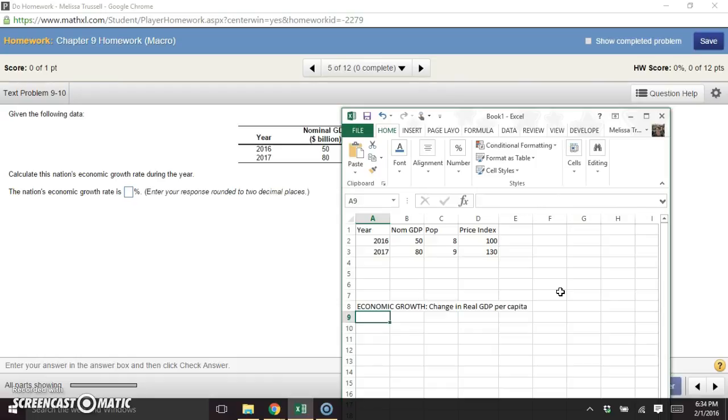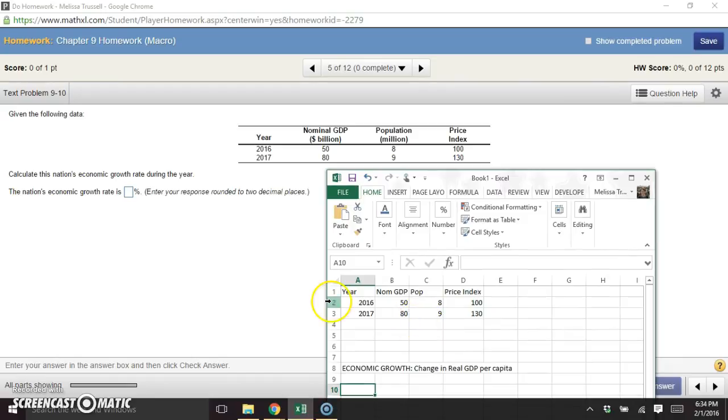Okay, so they want to know the economic growth rate, and whenever we see the word rate, we're talking in percents. So what we're actually asked is to find the percent change in real GDP per capita. So how do you find that? Well, first, we need to find the real GDP per capita for each of the 2 years that were given, 2016 and 2017. And you can see that I've already typed into Excel all the information out of the table that was given in the problem.